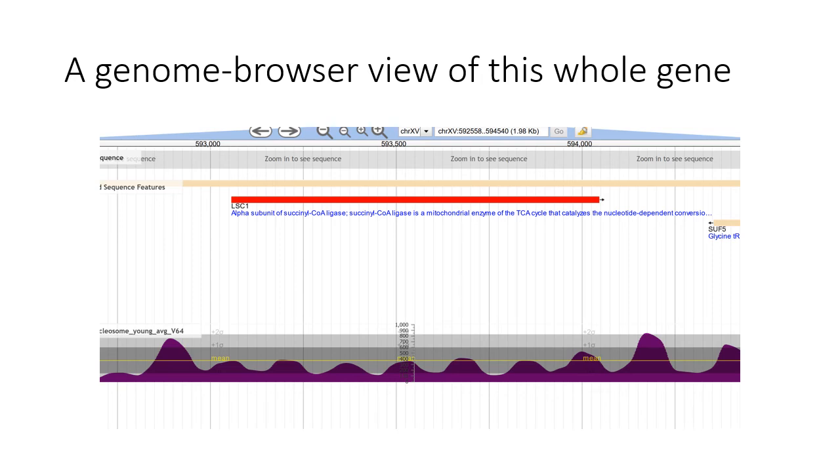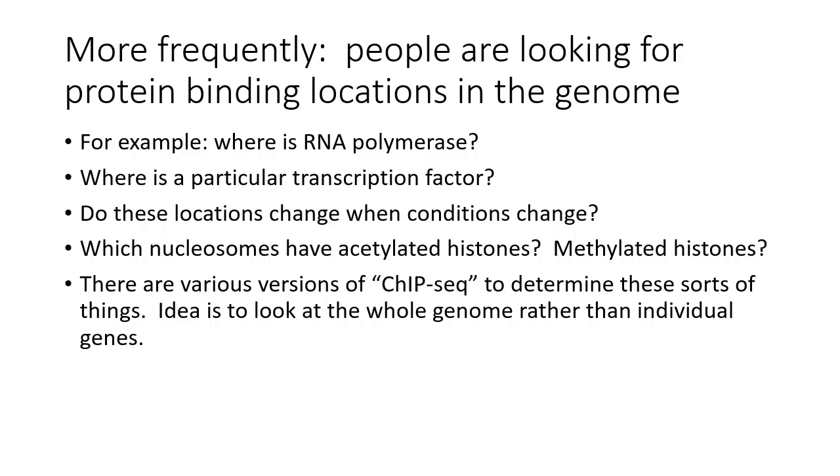Here's a web browser view of the whole thing. This is a particular gene in the yeast genome, and the little lumps along the bottom are the positions of the nucleosomes across that gene. For example, if we want to know where the RNA polymerase is, where particular transcription factors are, and do these things change when conditions change? Which nucleosomes have acetylated histones, methylated histones, etc.? There are various versions of a technique called ChIP-seq, which we will use to determine these sorts of things. But the idea is to look at the whole genome rather than individual genes.